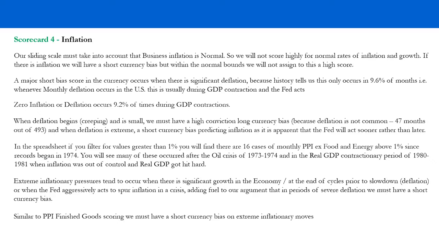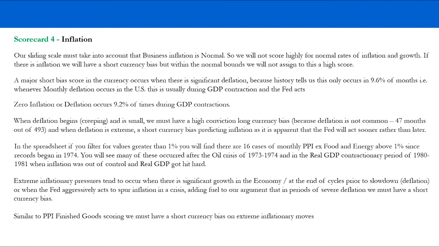So again, we're looking at the extremes here of a severe deflationary period and a severe inflationary period. So in the inflationary period, similar to PPI finished goods, which is including all items, similar to the scoring there, we're going to have a short currency bias on extreme inflationary moves.